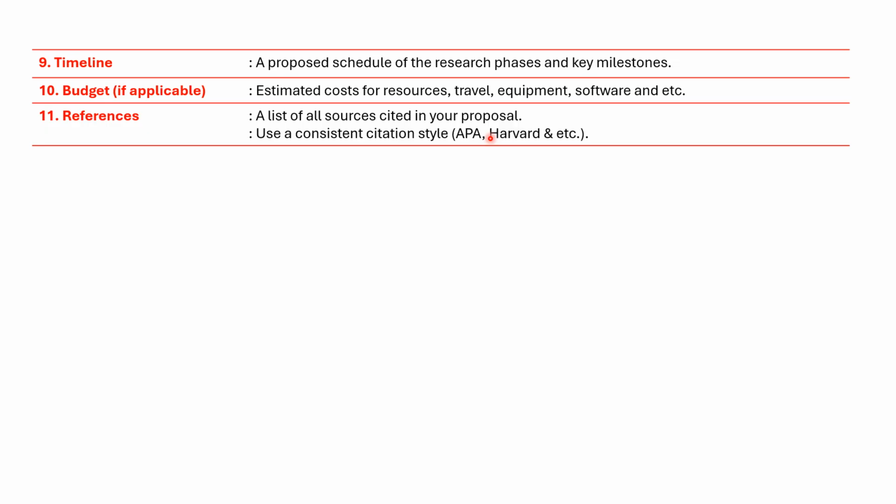So title should be there, background of the study should be there, research problem should be there, research questions and objectives should be there, significance of the study should be there, literature review, proposed methodology. Thereby, you can see the timeline, budget, and the references should be there.